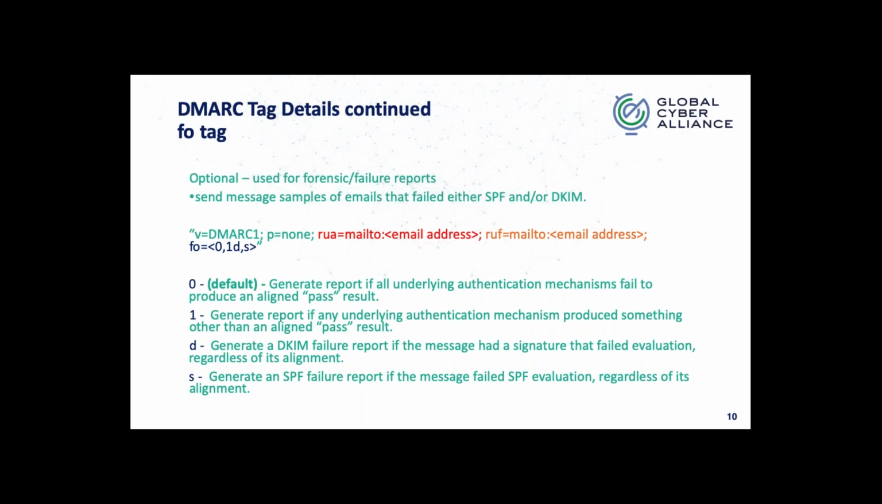The next option is 1, which is any underlying authentication. It doesn't have to be all of them. It can be any one, so DKIM or SPF. Then d is strictly only for DKIM, s is only for SPF. Personally, I have never seen d and s actually being used that often. I've mainly seen 0 or 1. Like GCA, we actually use 1. At some point I'm probably going to change it to the default, but for now I've just been doing 1. I actually haven't seen any forensic or failure reports come in lately. But 1 or 0 are the two that you should really stick with.